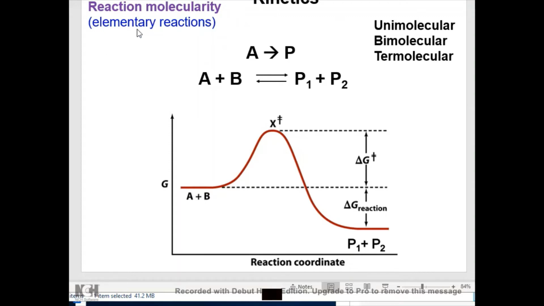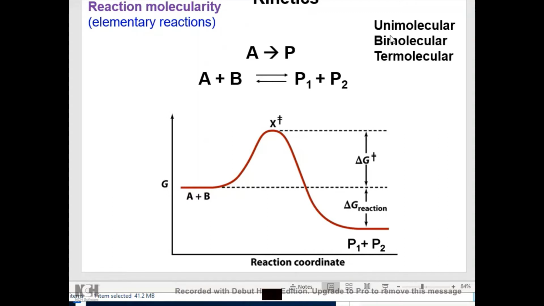This term is applied for elementary reactions, reactions that undergo through a single transition stage. And you remember that some of the reactions are more complex and they have several transition states, intermediates, and so on. So the term reaction molecularity is not applied for non-elementary reactions. So now, all elementary reactions can be divided to unimolecular, bimolecular, or thermomolecular reactions.